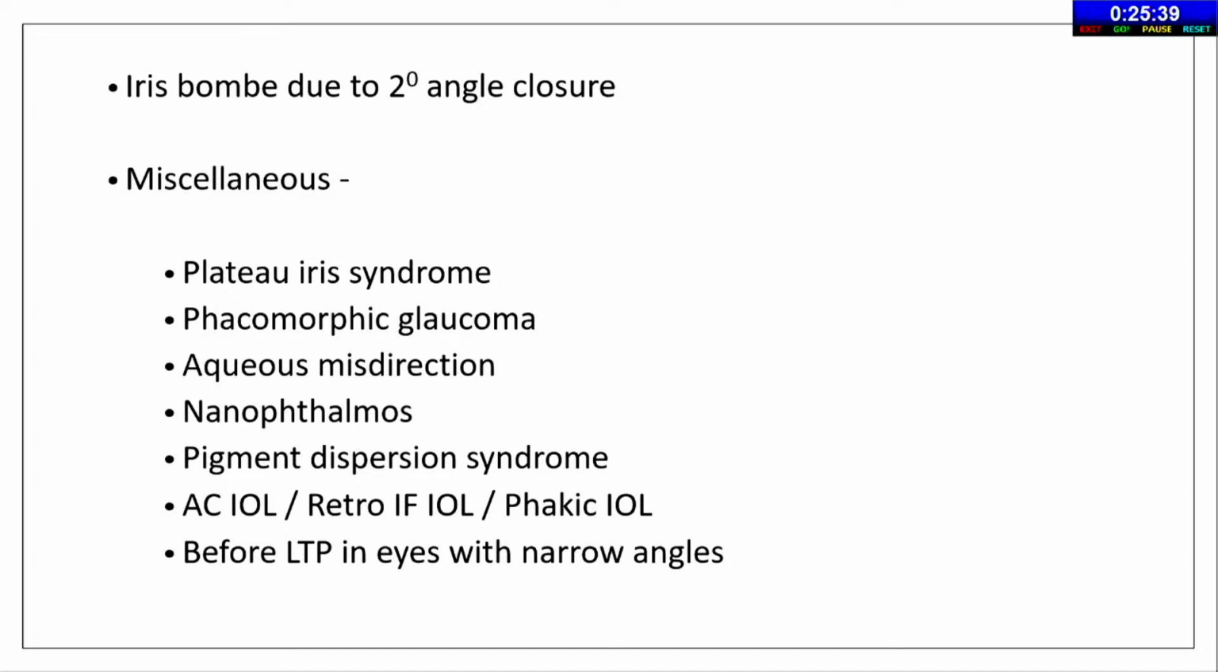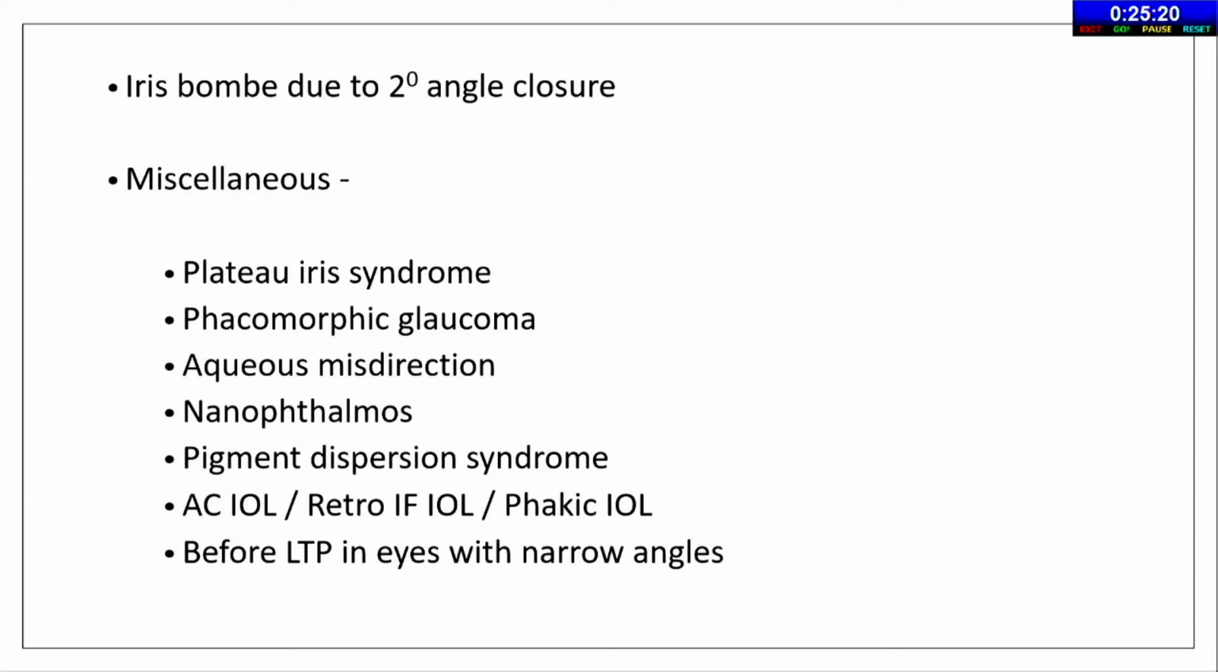Same way in phacomorphic glaucoma. Of course, the definitive treatment will be lens extraction, right? But before that, to control the IOP, to allow a safer lensectomy and to relieve the component of pupillary block, you do a prior PI. Same for aqueous misdirection, nanophthalmos.